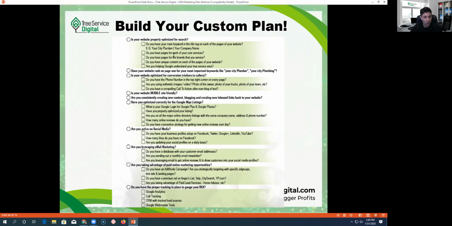Does it rank on page 1 for your most important tree service keywords? Is your website optimized for conversions? Does it get calls? Does it get free estimate forms filled out really often? Is it mobile friendly? Are you consistently creating new content like blog content, where people know it's updated? And different things people want to read about, tree care related topics.